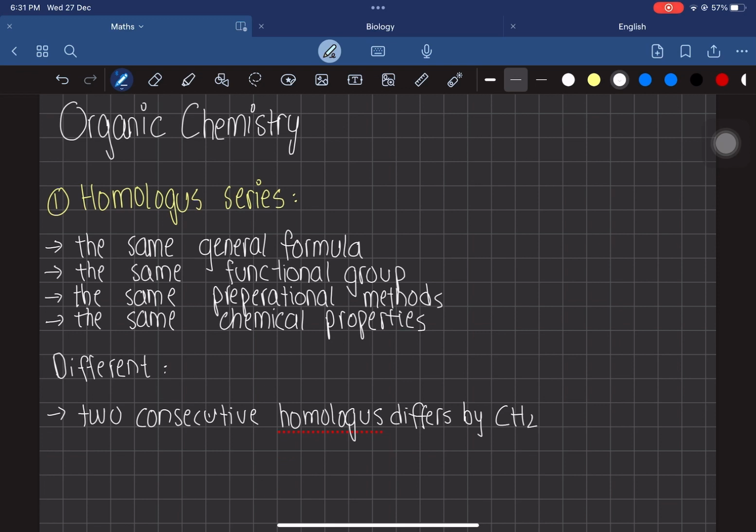And another thing which is different is that they have different physical properties.